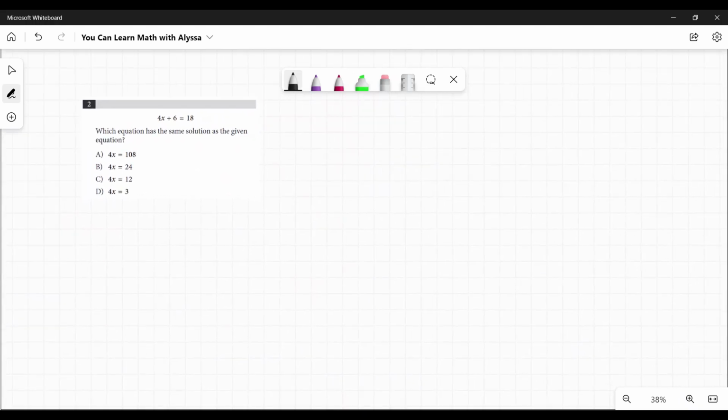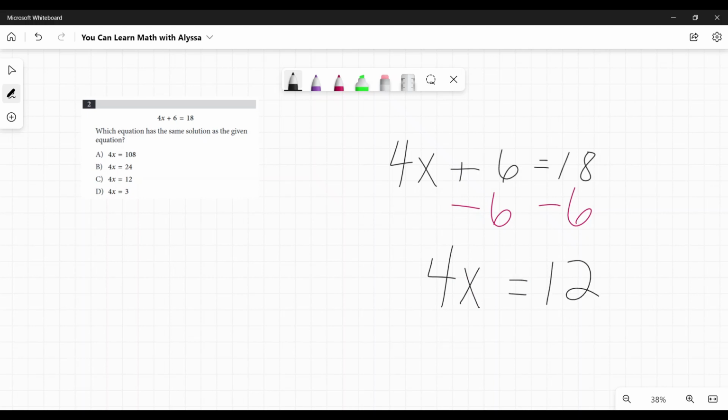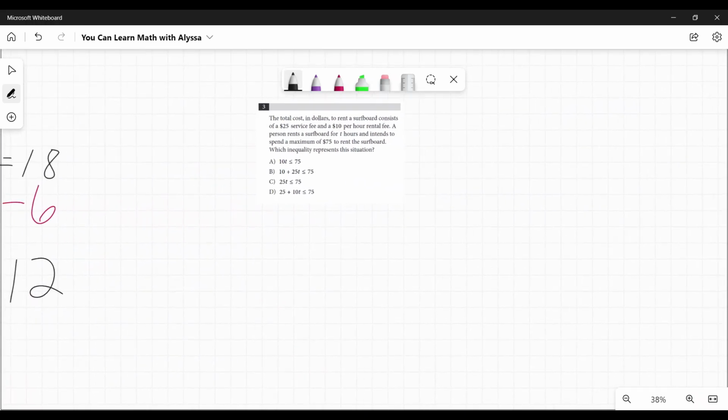Number 2, which equation has the same solution as the given equation? We're starting with 4x plus 6 equals 18. If we look at all of our choices, they all have 4x equal to something. So we want to get 4x by itself. To do that, we need to undo this adding of 6, so we're going to subtract 6 from both sides. That leaves 4x on the left side, and 18 minus 6 is 12. So the answer would be C, 4x equals 12.